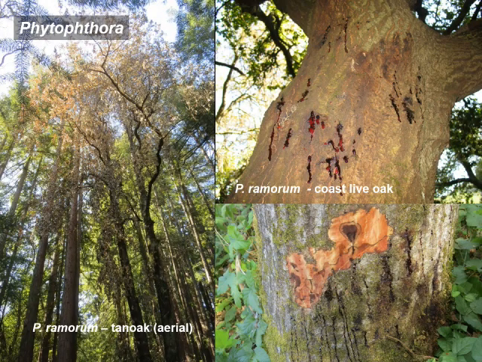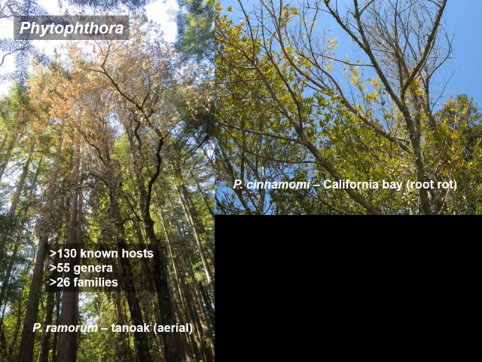Another Phytophthora you may be familiar with, particularly from Chris Lee's talk in this same series, is Phytophthora ramorum, the cause of sudden oak death in tanoak and various susceptible oaks. This is also an aerially dispersed pathogen. It has a wider host range than Phytophthora infestans, with at least 130 known hosts in a number of genera and families.